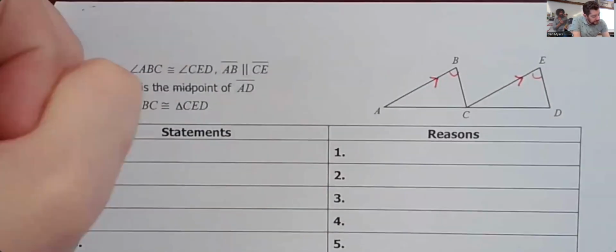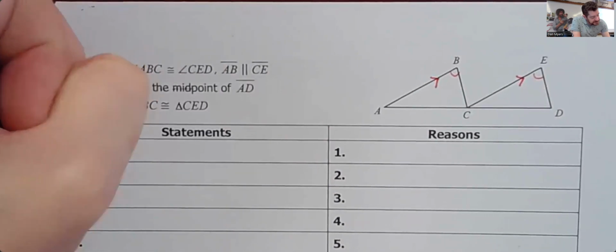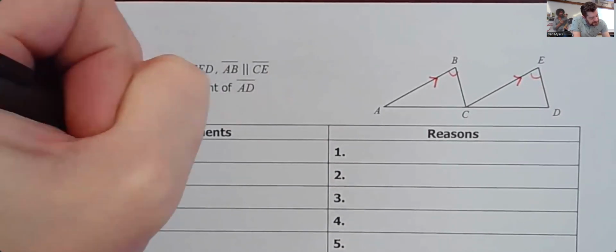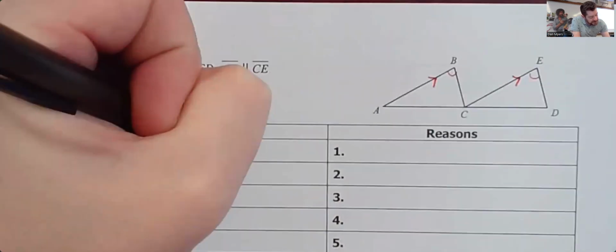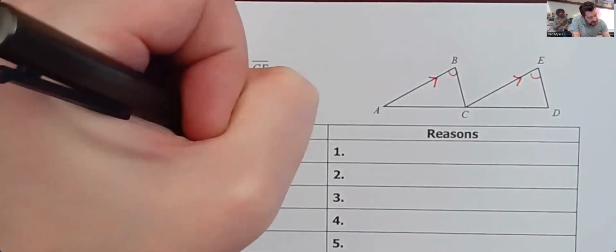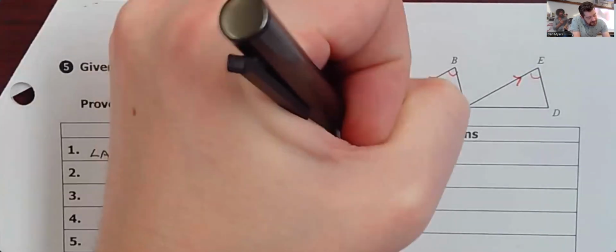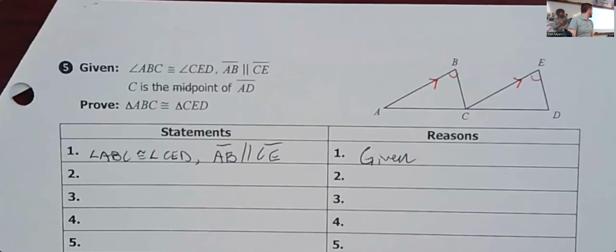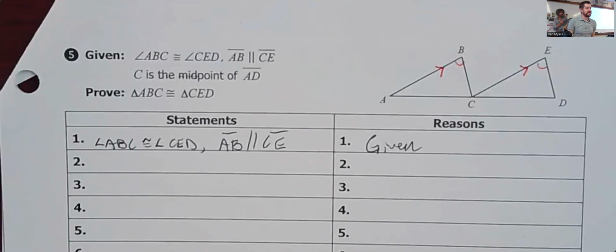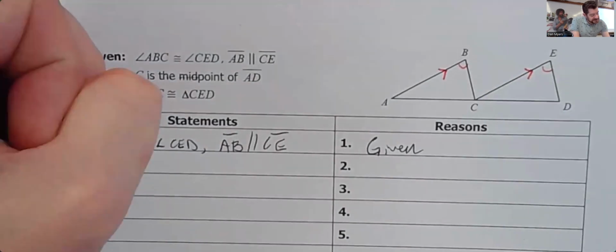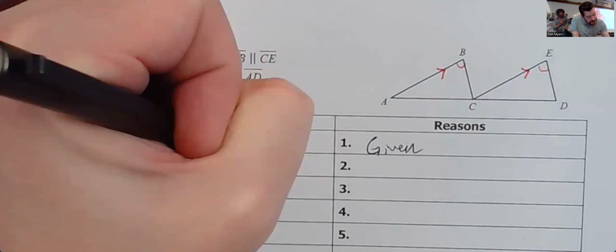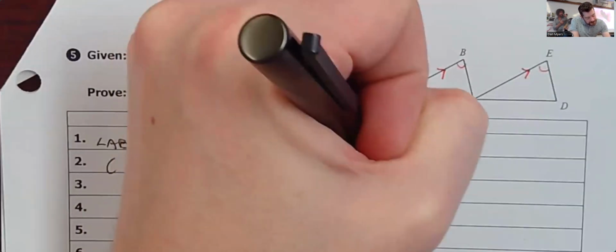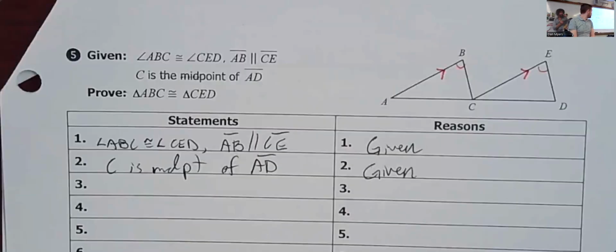So here we go. Angle ABC is congruent to angle CED. I'm going to fit AB as parallel to CE as well on here. Those are both given. Again, if it's the same reason, you can put multiple things on the same line, or you can separate it out. It's up to you. Next one, C is the midpoint of segment AD, also given. So all 3 givens on the first 2 lines.